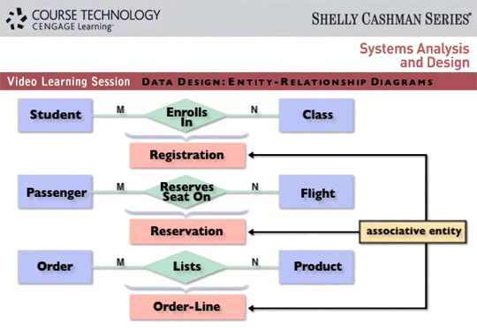In a many-to-many relationship, the entities must be joined by another entity called an associative entity, which identifies and describes that particular combination. For example, a registration stores information about a specific student in a specific class. A reservation stores information about a specific passenger on a specific flight. And an order line stores information about a specific product in a specific order.